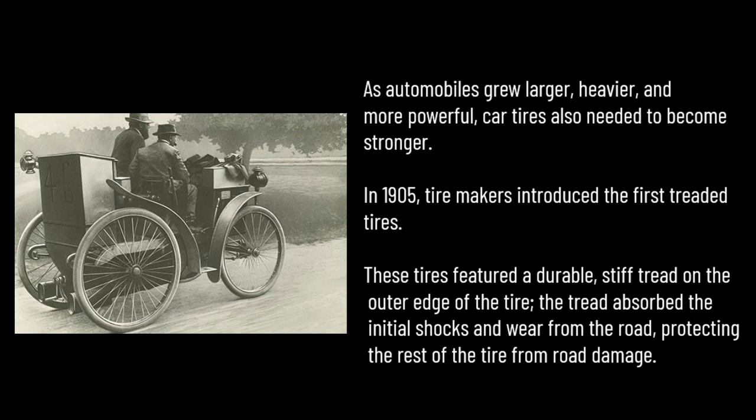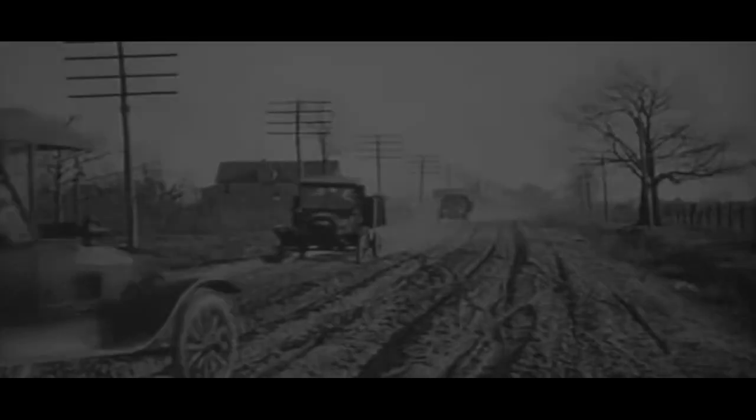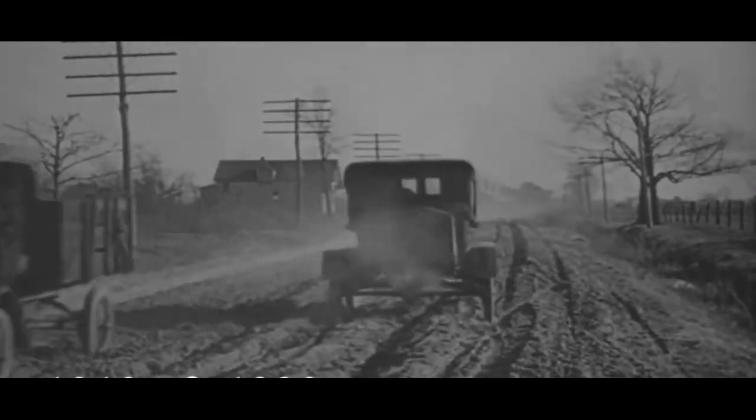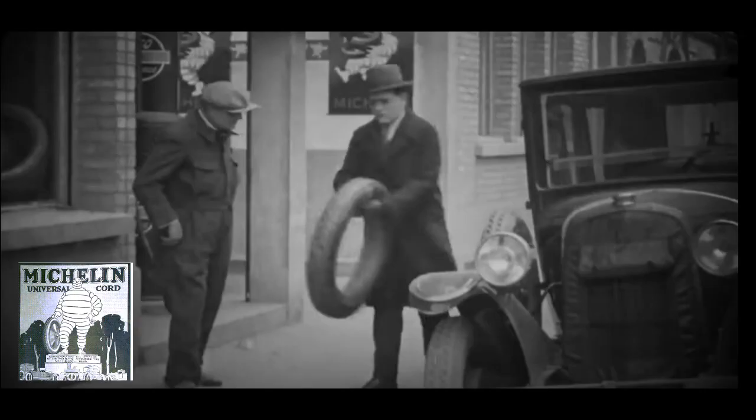In 1905, tire makers introduced the first treaded tires. These tires featured a durable, stiff tread on the outer edge of the tire. The tread absorbed the initial shocks and wear from the road, protecting the rest of the tire from road damage.